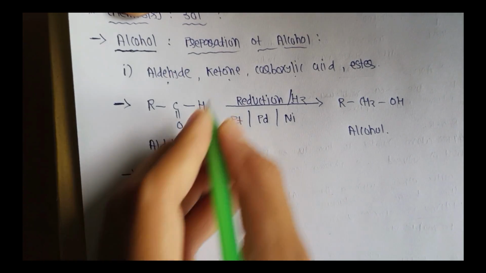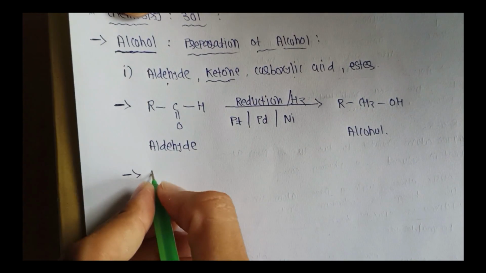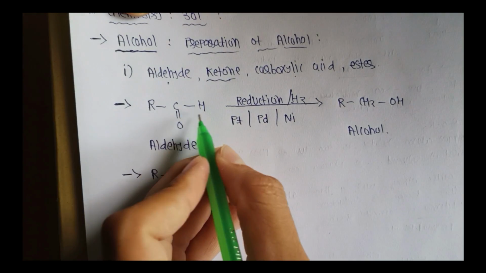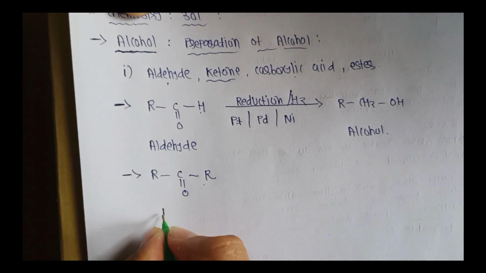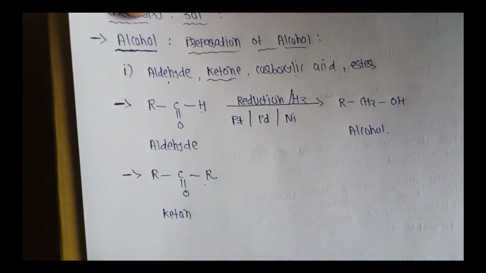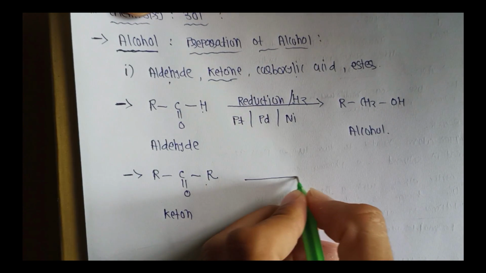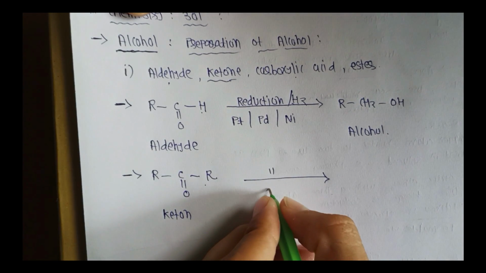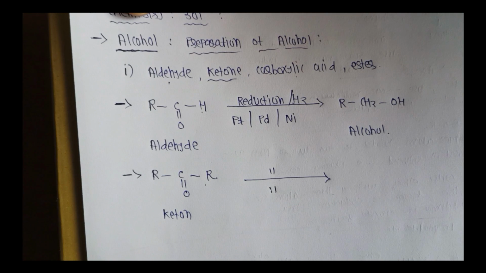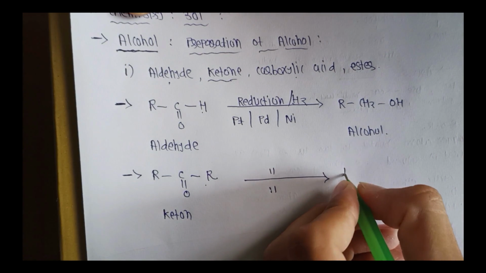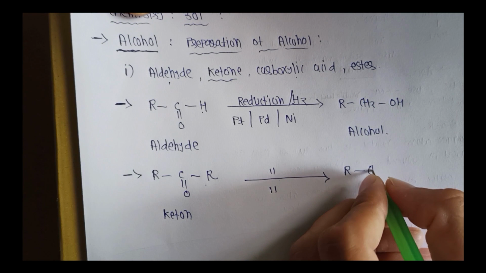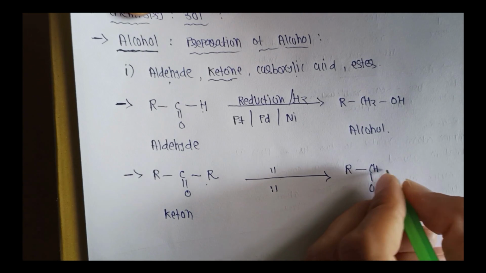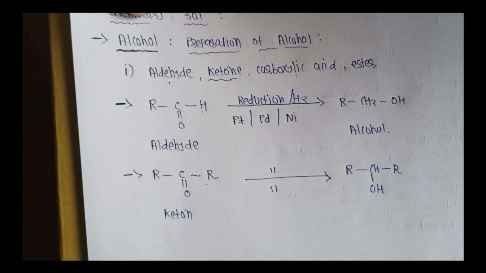Second method, ketone. Here R, C double bond O and here R. In aldehyde there is hydrogen here; in ketone there is R. Same reduction process, same catalyst, platinum, palladium, to produce R, CH, here OH and here R.